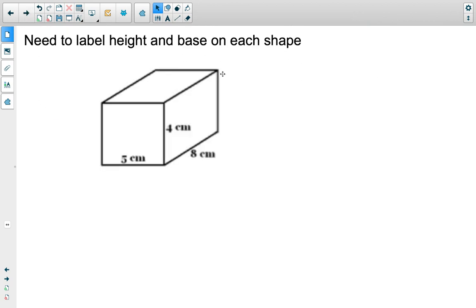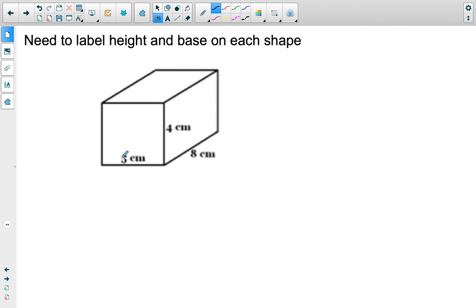For your homework, you have a worksheet. What we'd like you to do is draw nets for each of them. You do not need to draw them like we just looked at them with them all connected. I just want you to identify all of the different shapes that make up the 3D object. So this is a rectangular prism.